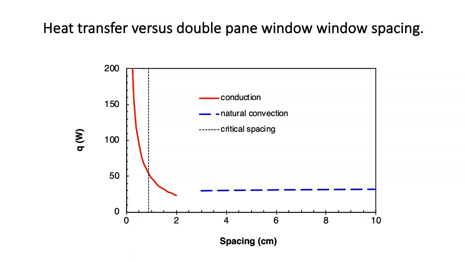Note that the Rayleigh number when advection would begin is indicated by the critical spacing. We see that initially, the advection has negligible impact on the heat transfer rate. Eventually, at about 3 centimeters, the advection does begin to enhance the heat transfer rate, but very slowly. Thus, a spacing of about 2 to 3 centimeters is optimal, but a larger spacing will not result in significantly more heat transfer.